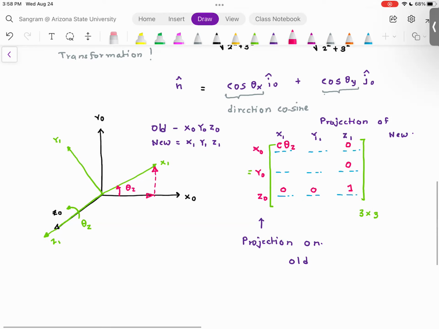Then since this is the resultant, this is the other projection. Projection of x1 onto y0. Can you see that this vertical guy is the projection? I need to be super duper careful, at least for the first problem. This guy is the projection here. So what is the projection of x1 on y0? Sine theta z. Are you with me so far?